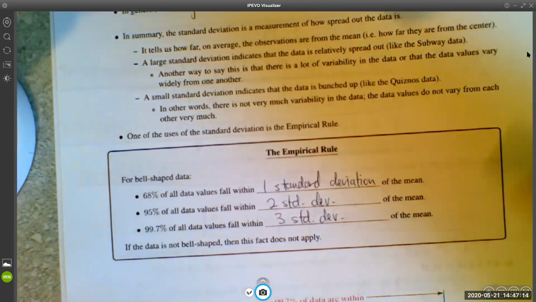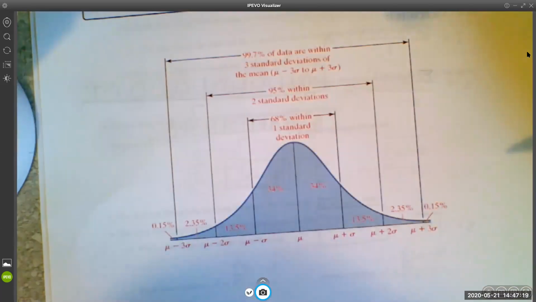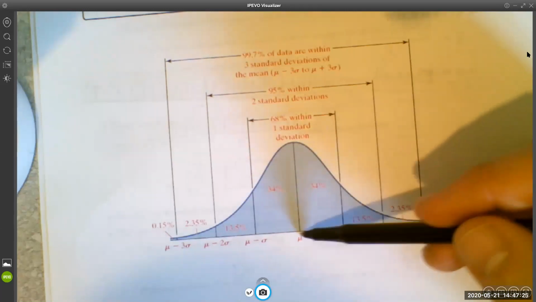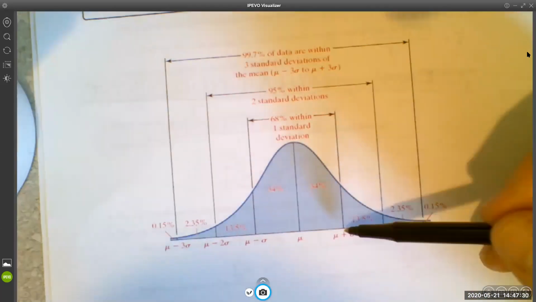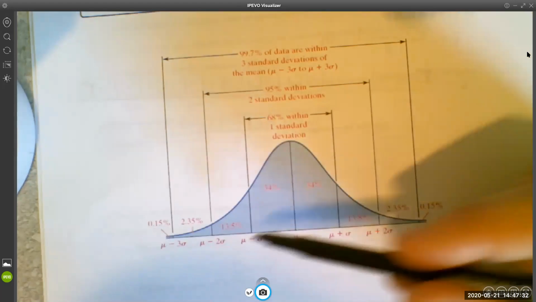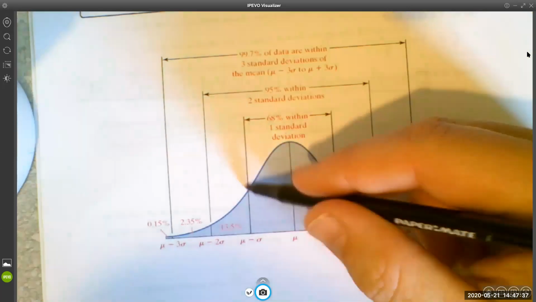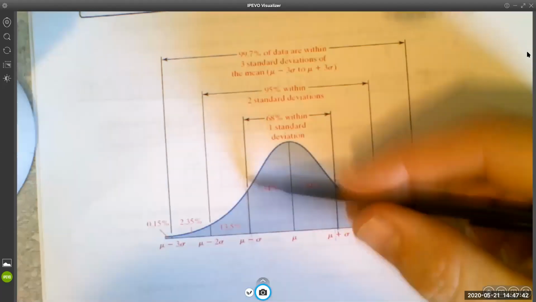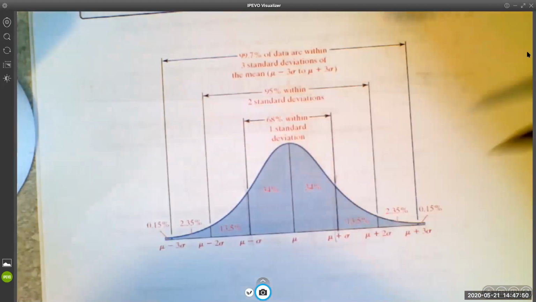In other words, if you've got a bell-shaped distribution like this, the mean is going to be right in the center. And if you go 1 standard deviation above the mean and 1 standard deviation below the mean, if you're inside of these 2 fences, then you're within 1 standard deviation of the mean. And what we're saying is that 68% of the data falls within those fences.